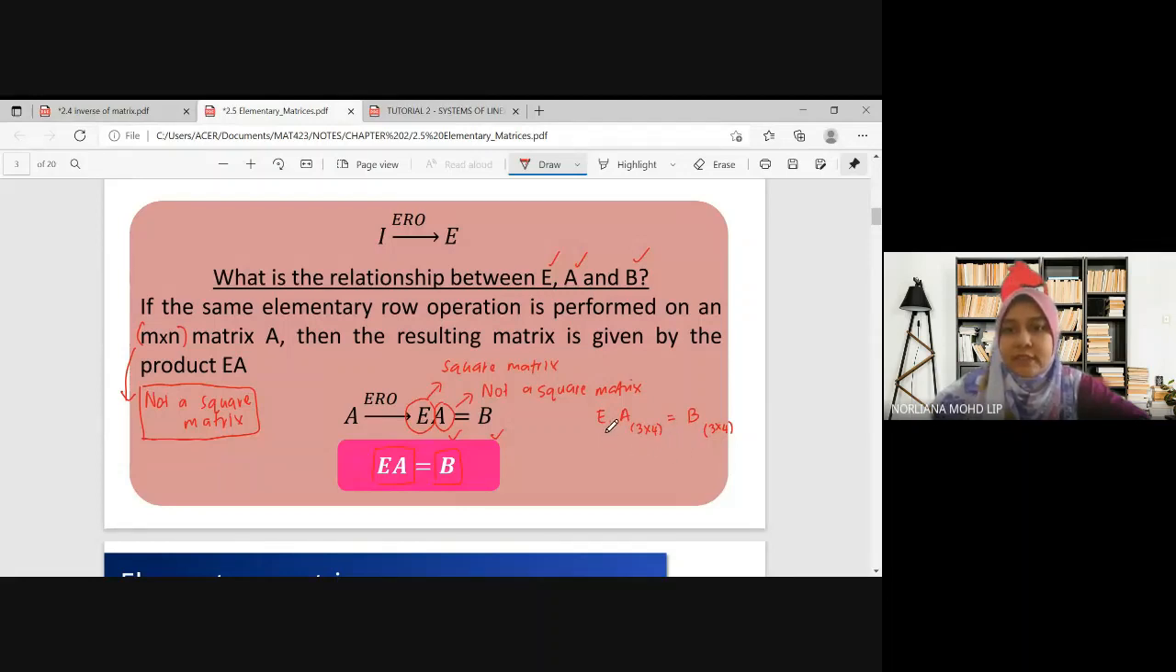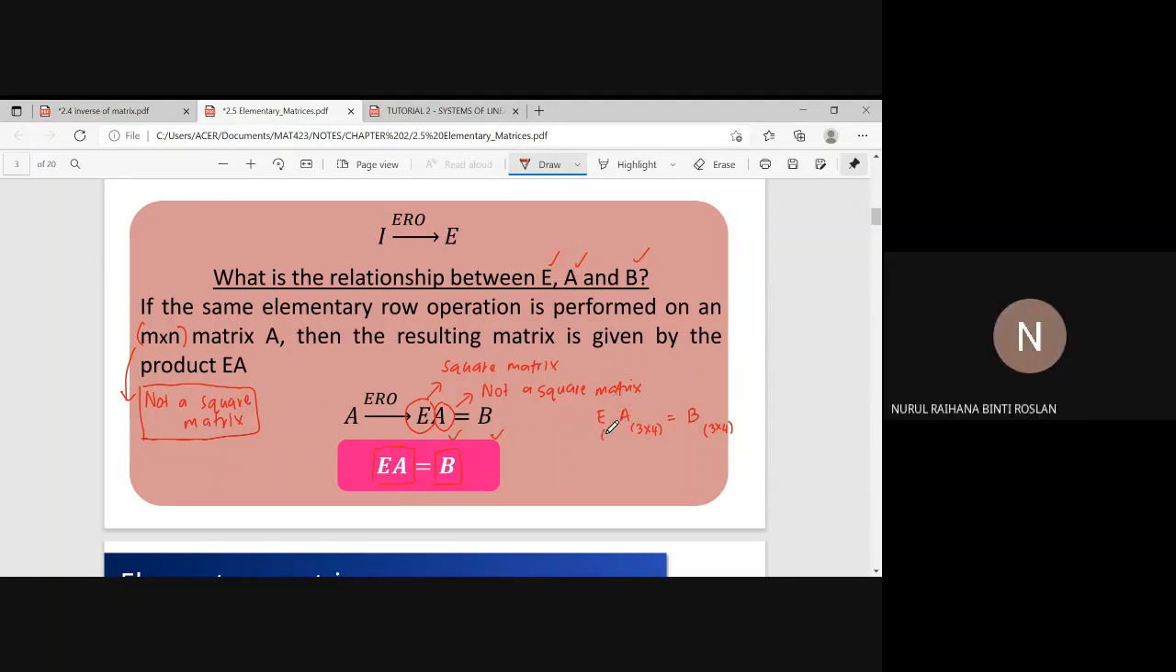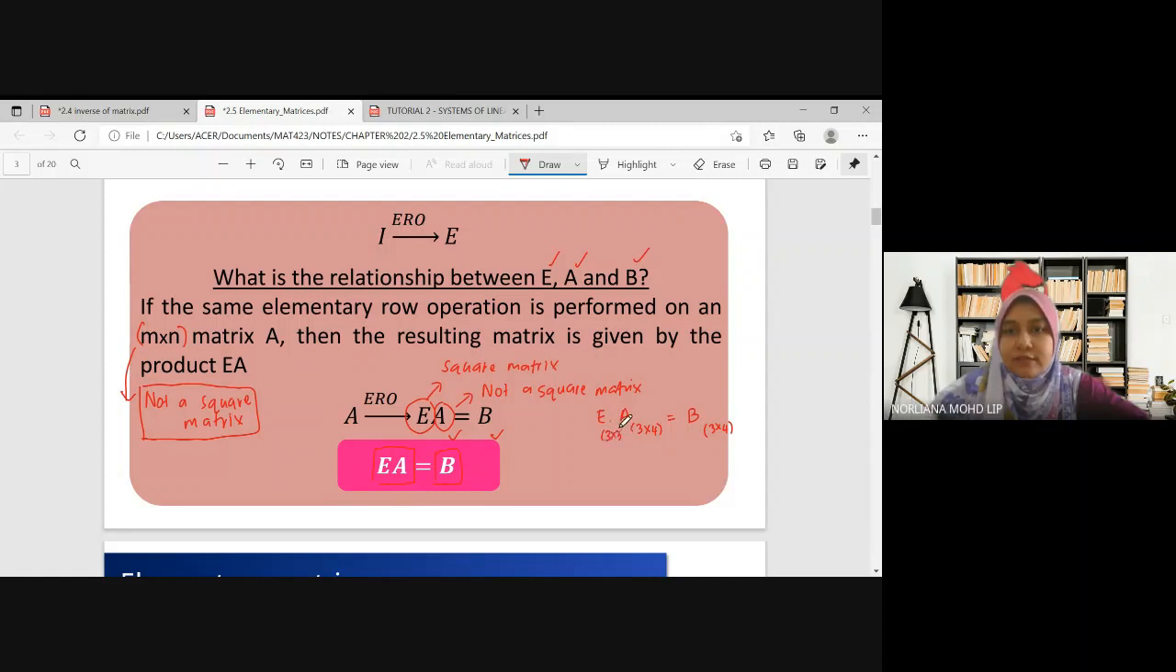Okay, jadi elementary matrix apa yang sesuai kat sini? 3 by 3. 3 by 3 lah, supaya kita boleh darabkan dengan A kan. 3 by 3. Darab ni dia masih sama. So nanti awak dapat B 3 by 4.